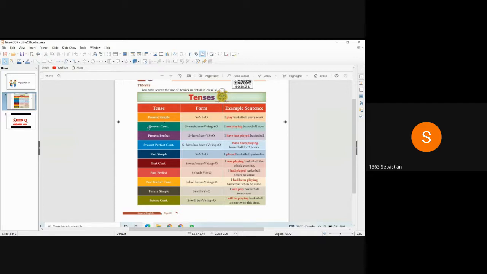Next tense is present continuous tense. The form of present continuous tense is subject plus am or is or are plus verb-ing plus object. Example: I am playing basketball now. So the specific time is mentioned: now.